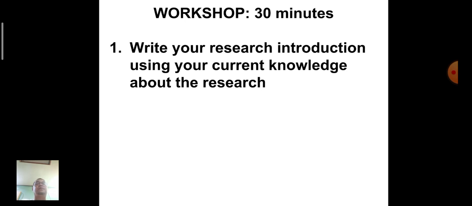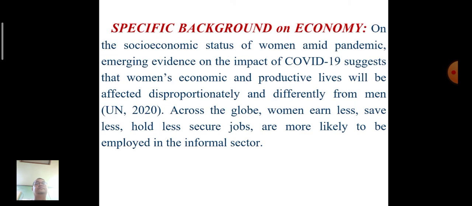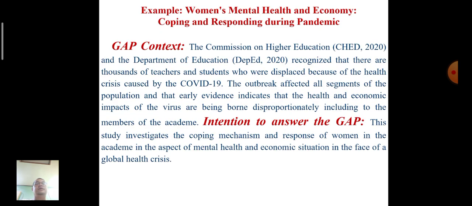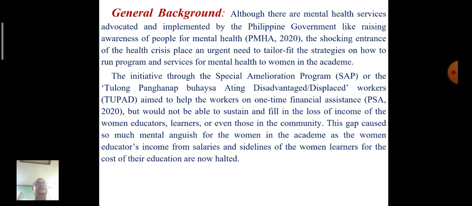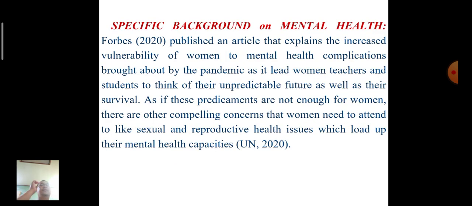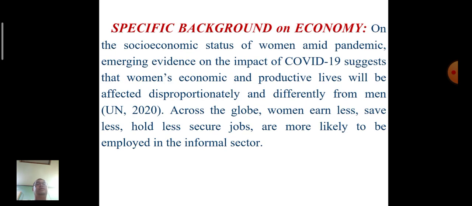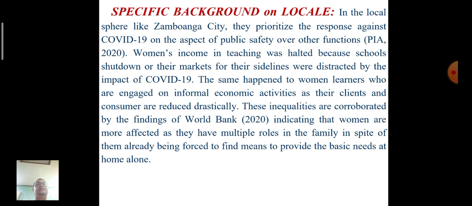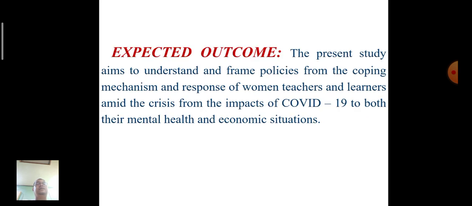So that's it. All you need to do is go to the examples. We have examples here: gap context, intention to answer the gap. Then you also have the general background, the specific background on mental health, and the specific background on economy. Remember, you are writing your own introduction for your own research. So the introduction should be based on the research that you have decided to do.